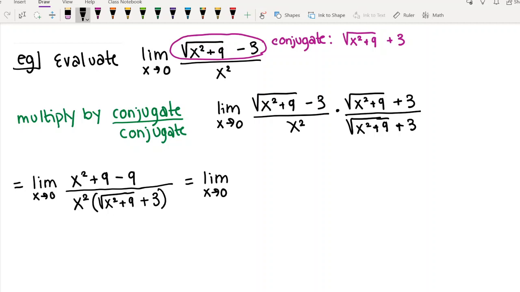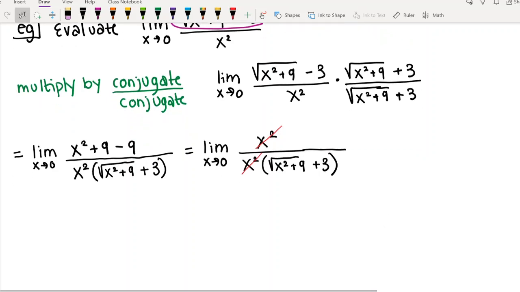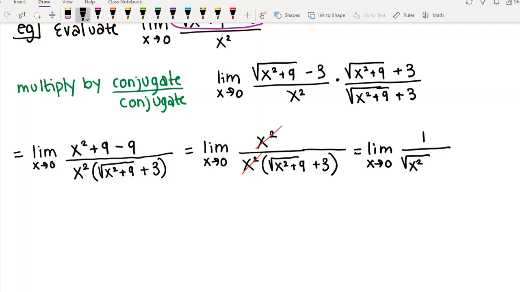All right, so now we have the limit as x approaches 0. In the numerator, we have a plus sign and a minus sign, so that just turns into x squared. And in the denominator, because we did not distribute this, we can see that we have a common factor in the numerator and denominator. Both of them have an x squared. And so now we can go and cancel this x squared. What we're left with is the limit as x approaches 0 of 1 over square root of x squared plus 9 plus 3.